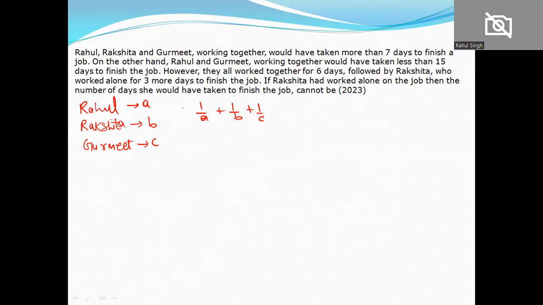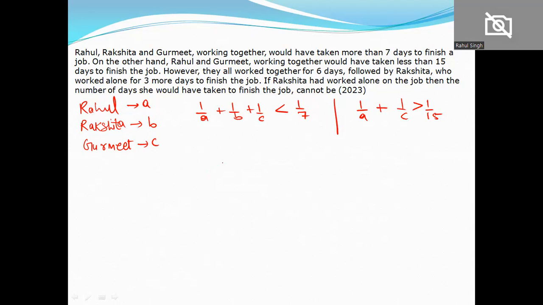So the 1 by a work and 1 by b work and 1 by c work will be less than 1 by 7. Right? This is the scenario. On the other hand, Rahul and Gurmeet working together would have taken less than 15 days. So the second equation will be 1 by a plus 1 by c, this entire work will be more than 1 by 15 of work. Okay, so let's solve this question.